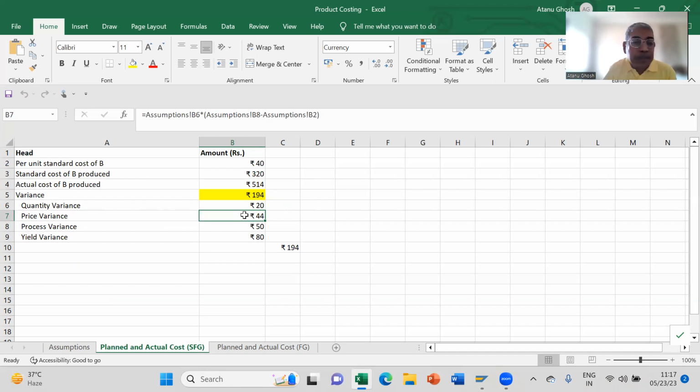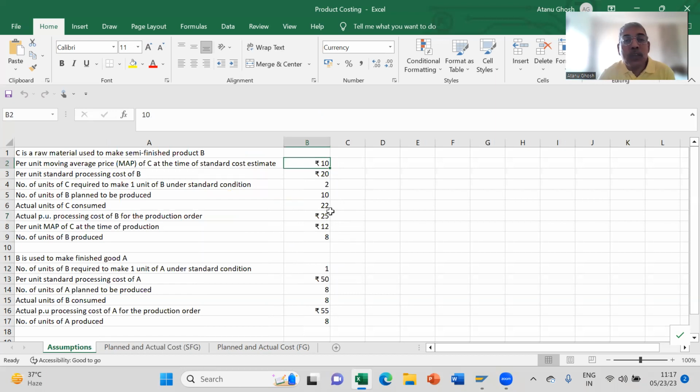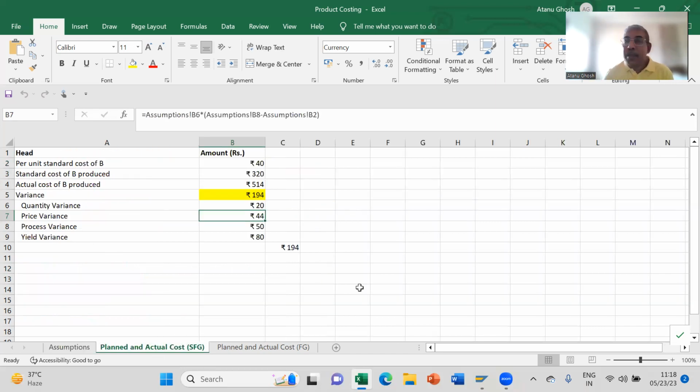What is the process variance? So instead of consuming 20 rupees per unit of B as a process cost, we incurred 25 rupees, 5 rupees extra, multiplied by 10 units of B that was planned to be produced, because we have already consumed the processing cost. Later on, 2 units got rejected. Okay. So it is 50 rupees.